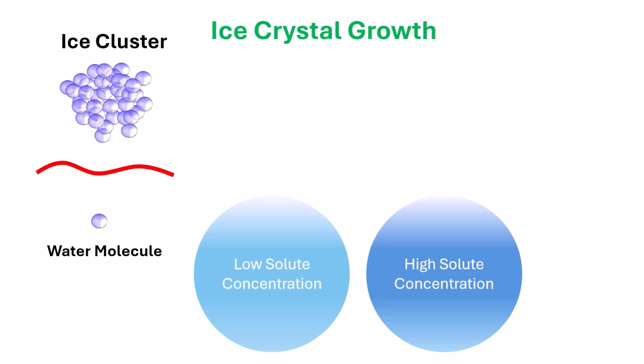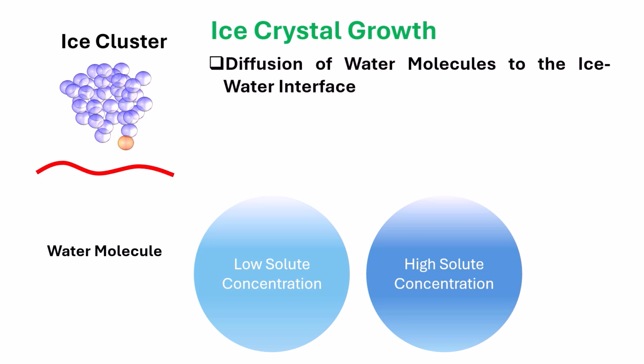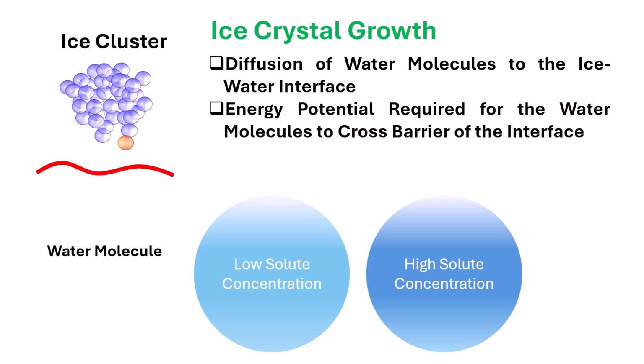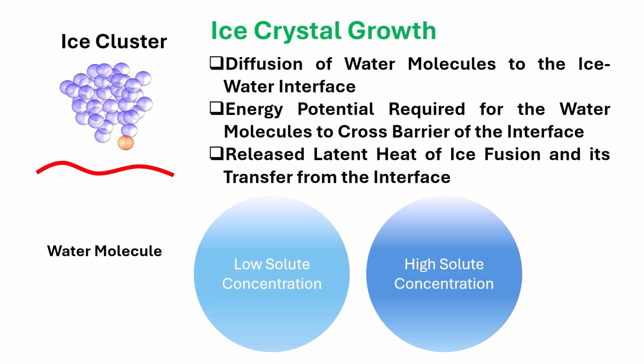In order to grow ice crystals, water molecules need to overcome a few hurdles. These hurdles are diffusion of water molecules to the ice-water interface, energy potential required for the water molecules to cross the barrier of the interface, release of latent heat of fusion and its transfer from the interface. Overcoming these hurdles depends on the concentration of the unfrozen matrix. That is, the process of equilibration will be very slow in the case of concentrated solution and will be difficult to achieve in the DSC.